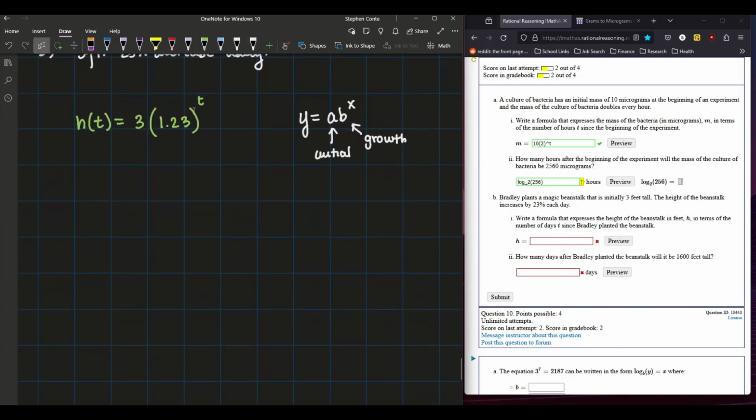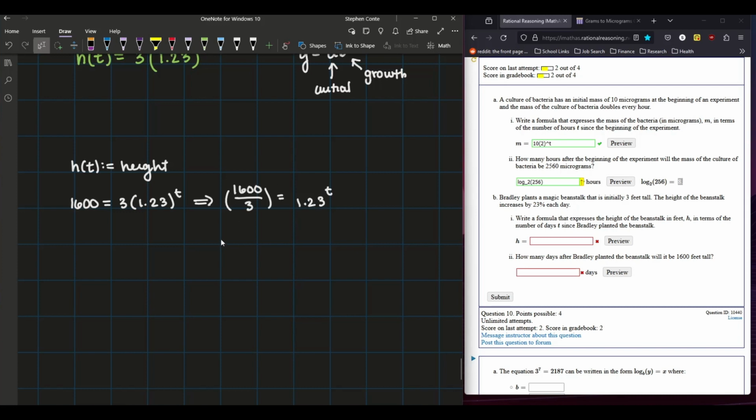Okay, and then for the second part, we want to know how many days after the beanstalk is planted will it be 1,600 feet tall. Well, we know that h of t is our height. So I can just say, let's set the function equal to 1,600, and we can solve for t. Again, we can divide 1,600 by 3 first. And then we can just take a logarithm, right? So base, answer, exponent. Our answer is going to be the log base 1.23 of 1,600 over 3 is equal to t.